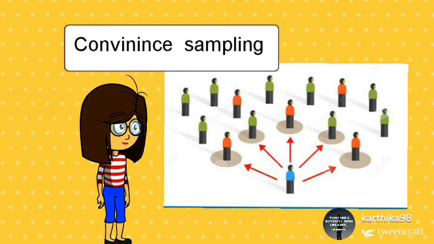Convenience sampling is a type of non-probability sampling. It involves a sample being drawn from that part of a population that is close to hand. That is, the researcher will be selecting the sample according to his convenience from the given population.